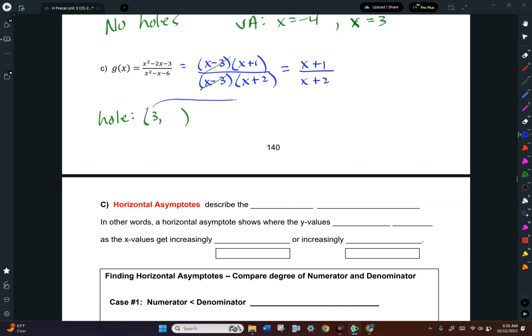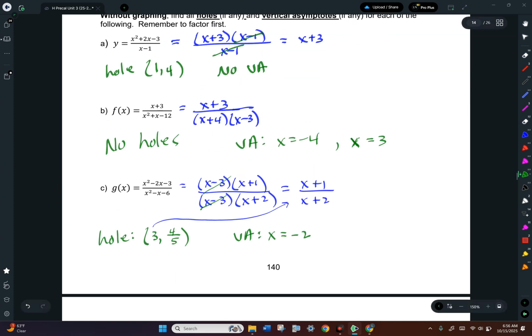If I plug a 3 in for x, everywhere I see an x, I'm going to get 4/5. Okay? And in this case, there is still a factor in the denominator, so that means there's going to be a vertical asymptote at x equals -2. So I want you to look back at what we did here. I had one scenario where there was a hole but no vertical asymptote. I had one scenario where there were no holes, but there were multiple vertical asymptotes. And then I had another scenario where I had both. So it could be any combination of holes and vertical asymptotes.